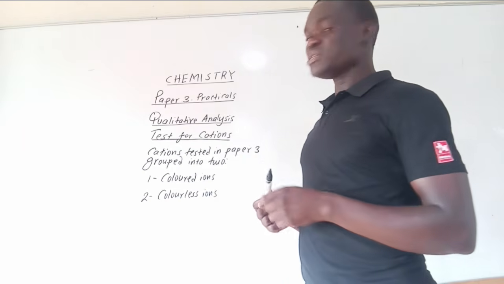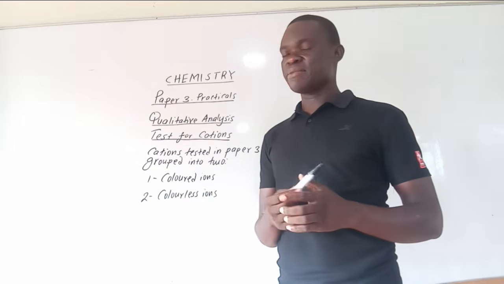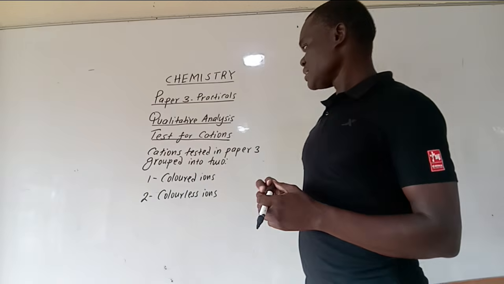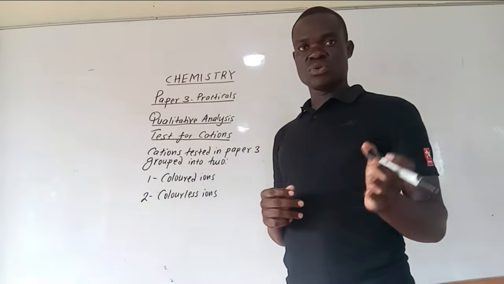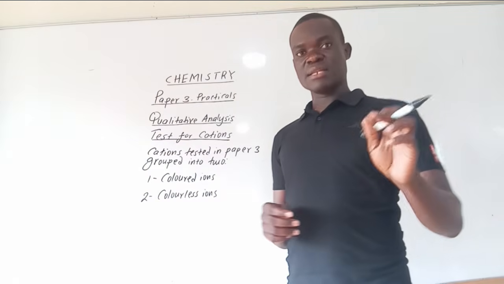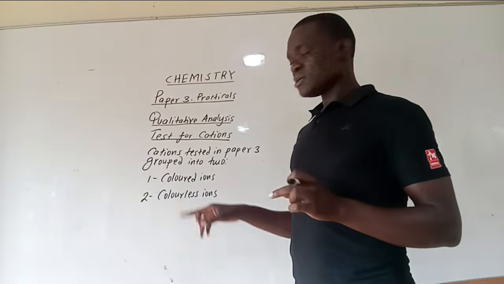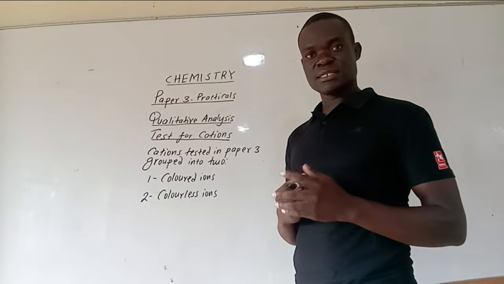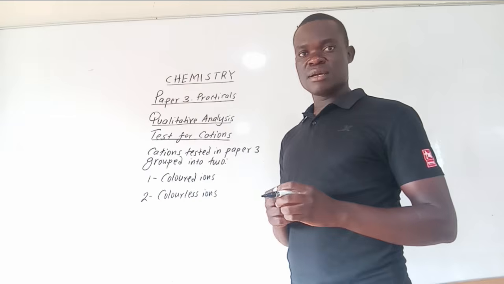So today we want to look at how, in paper 3, these positive ions can be tested. Generally, cations that are tested in paper 3 are grouped into two. The first one, we have colored ions, and then we also have colorless ions. So let's start with the colored ions.